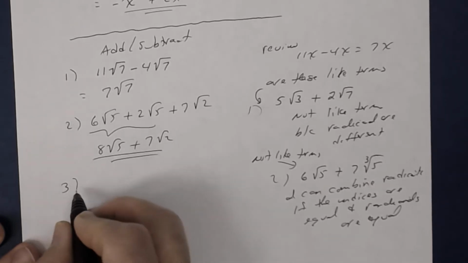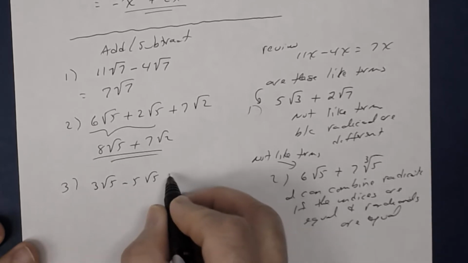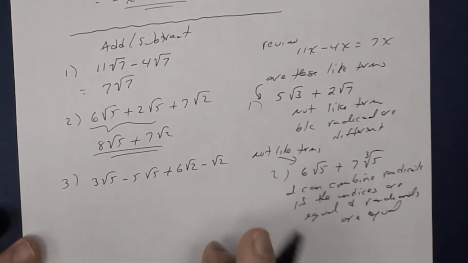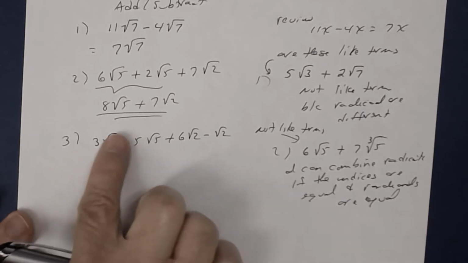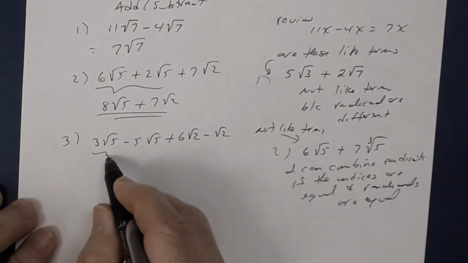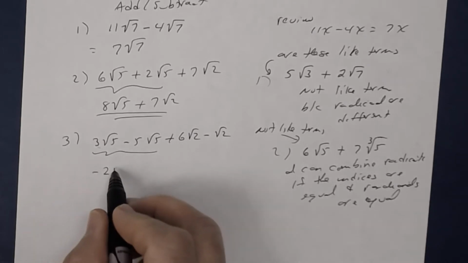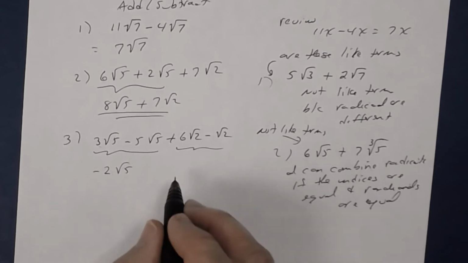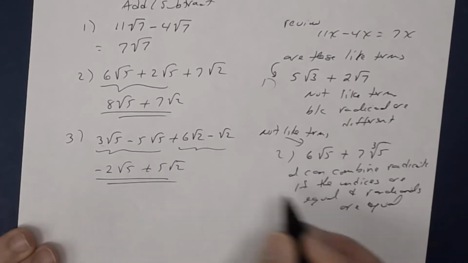Okay, what about this? Suppose we had number 3: 3 square root of 5 minus 5 square root of 5 plus 6 square root of 2 minus square root of 2. All right, so I have 4 terms, 1, 2, 3, 4. These are alike because they both contain square root of 5s, right? And then these 2 are alike. So let's talk about these 2. What's 3 square root of 5 minus 5 square root of 5? Negative 2 square root of 5. What's 6 square root of 2 minus square root of 2? 6 minus 1. That's a 1 right here. 6 square root of 2 minus 1 square root of 2 is 5 square root of 2. So there's your answer.